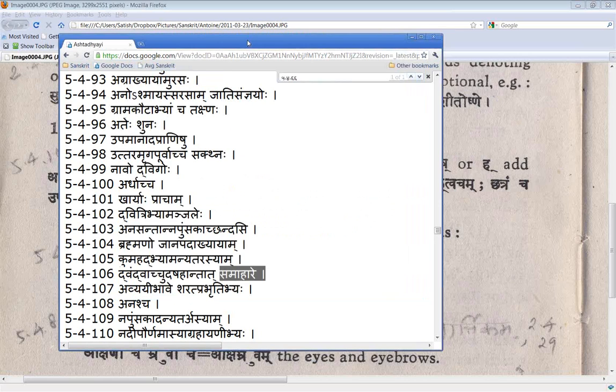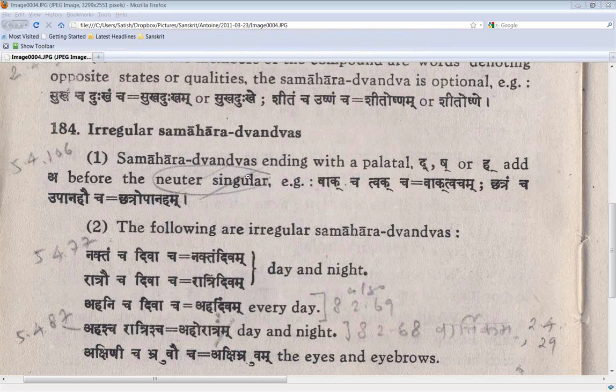The book says that a samasa dvandva ending in the palatal, chavarga, dakara, mudanya shakara, hakara, adds this pratyaya tach. This you can remove in the book, because samasantaha are taddhita pratyayas which become the end of the samasa. So they go inside and become part of the pratipadikam. Not before the neuter singular; the pratipadikam itself will become adantam, an adantam pratipadikam. So please remove this one from the book.